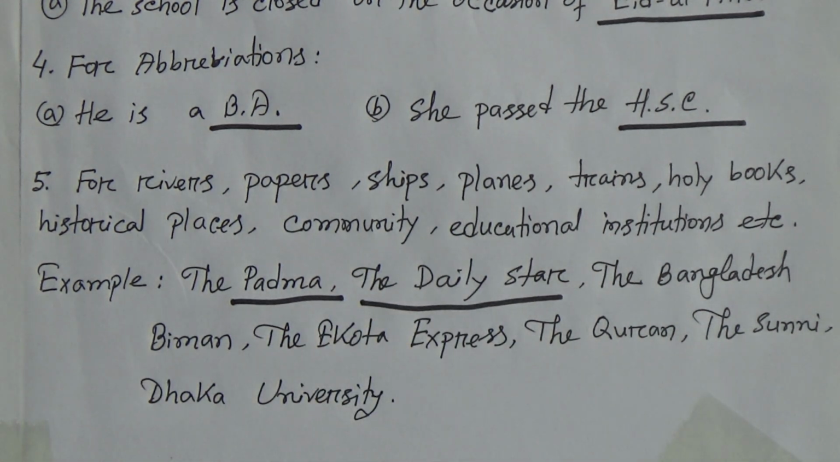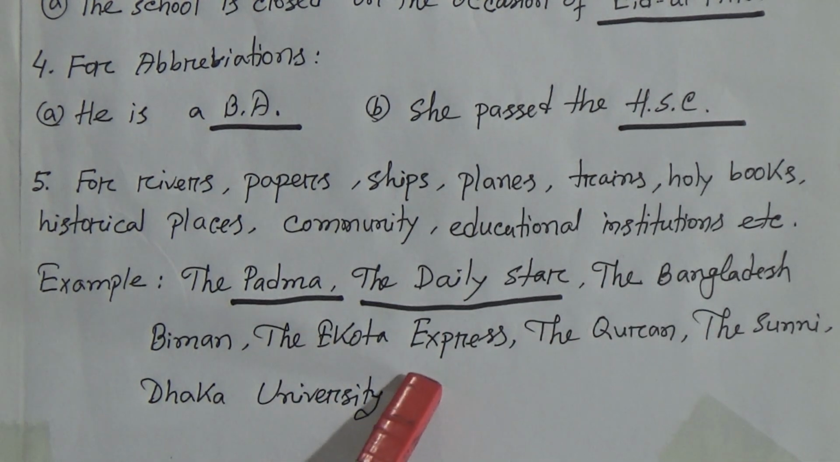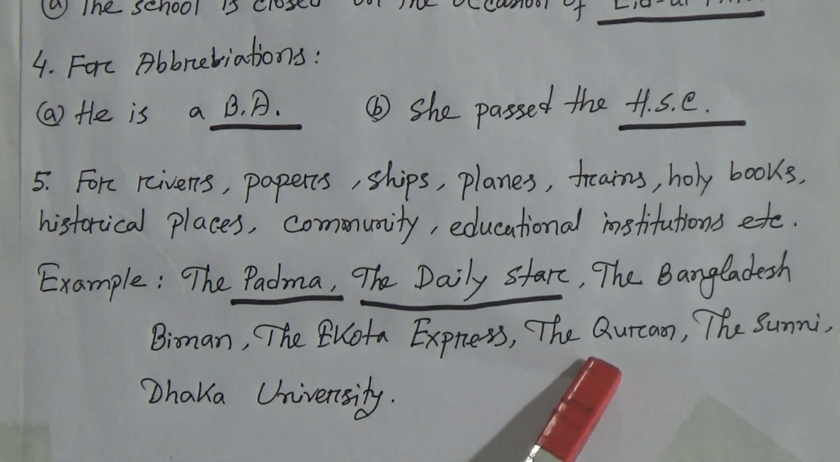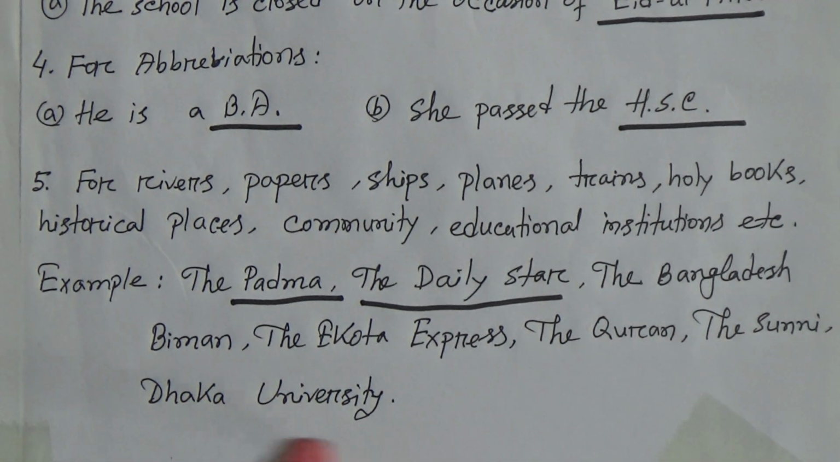The Bangladesh Biman is the name of an airlines. The Akota Express, this is the name of a train, so we have used capital letter here. The Quran, this is a holy book. The Sunni, this is the name of caste. And Dhaka University, this is the name of an educational institution, so we have used both of the words in capital letters. So dear students, this is all about capitalization.